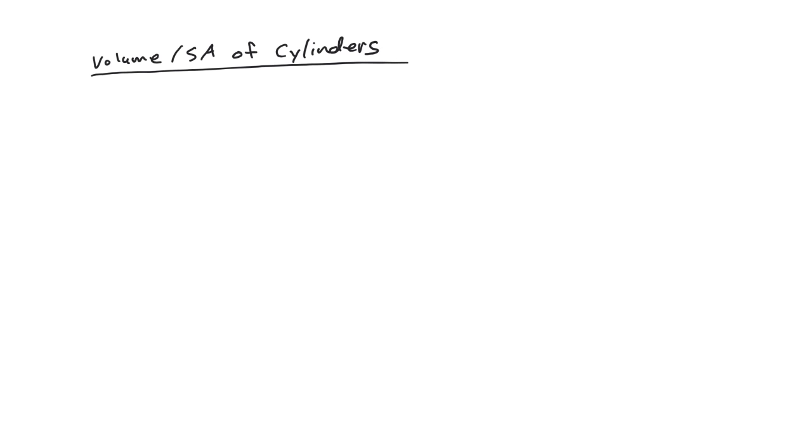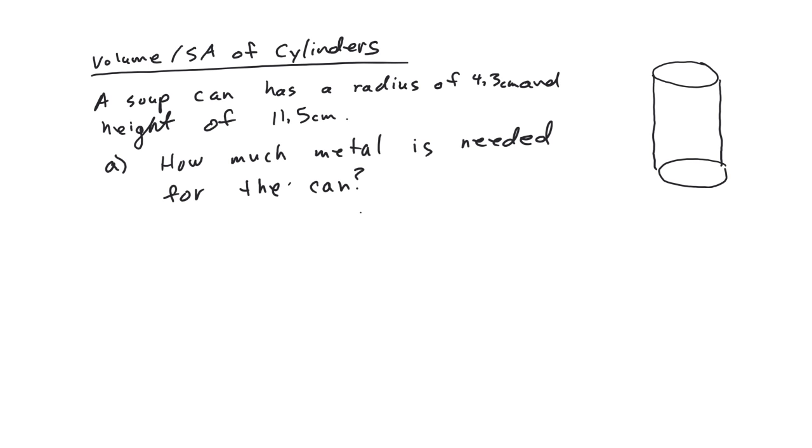So now we're going to talk about something that looks like this, a cylinder. A cylinder has two circles at the top and bottom with a wrapping of metal around it. So let's talk about an example of a soup can. Now, this problem is going to be based on the surface area, okay?